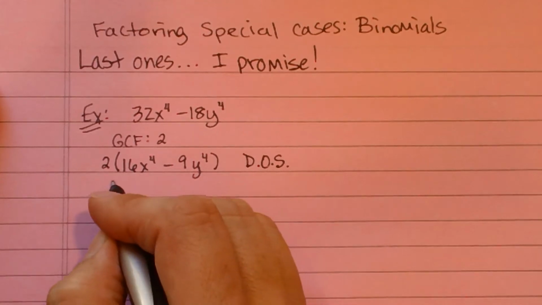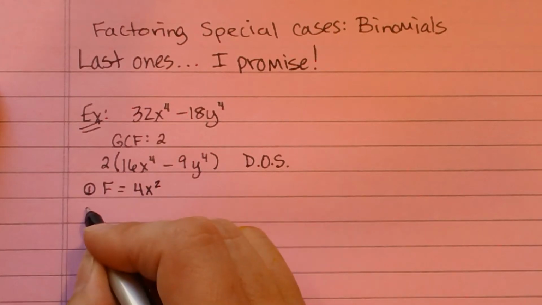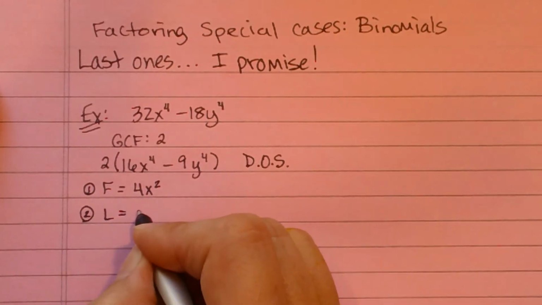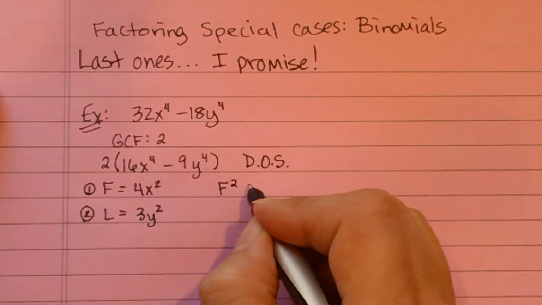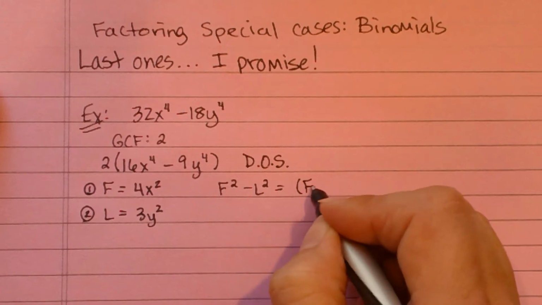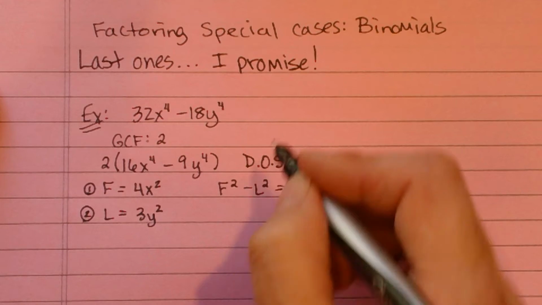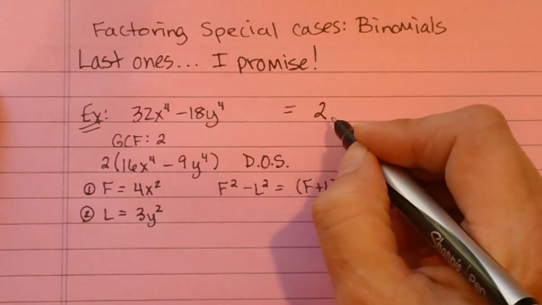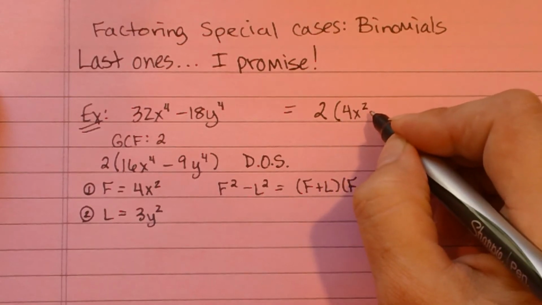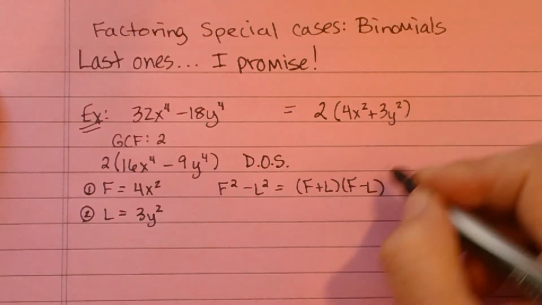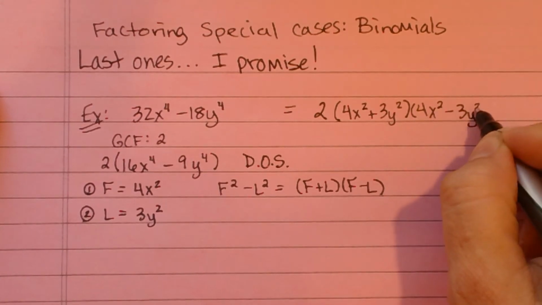For difference of squares, we want to see first what is our F term, which is going to be 4x squared. And then next we want to see what is our L term, which is going to be 3y squared. And then difference of squares, F squared minus L squared factors into F plus L times F minus L. So we will factor this into the greatest common factor of 2 times F plus L, so 4x squared plus 3y squared, times F minus L, 4x squared minus 3y squared.